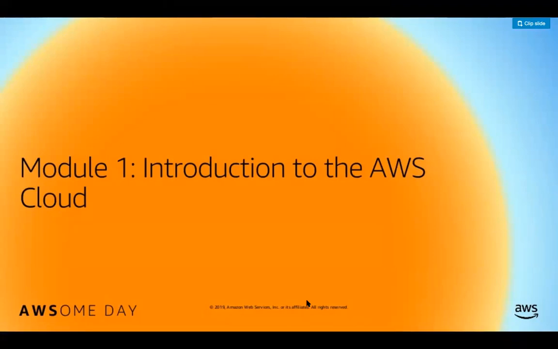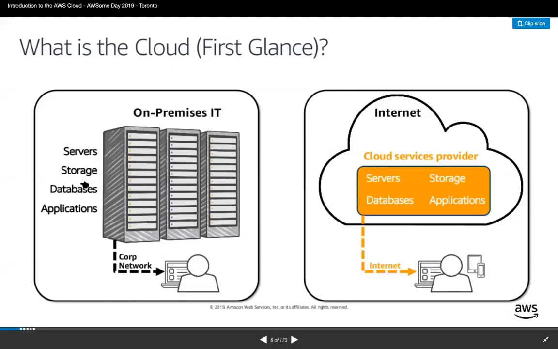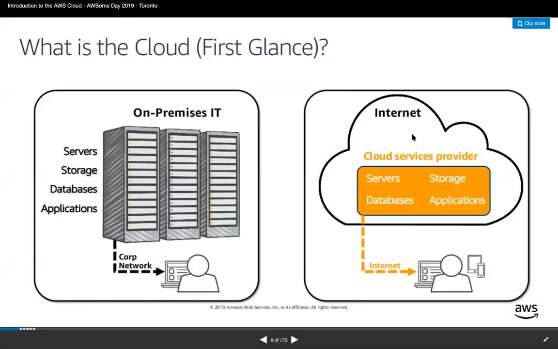Okay, thank you. So let's get started with AWS, but a quick glance at what is on-premise IT and what is cloud-based infrastructure, right? I told you about server, storage, network, databases, and applications, right? So this is your on-premise, but with cloud, you get everything over the internet, where you get server, storage, databases, applications. A cloud service provider like AWS takes care of it.